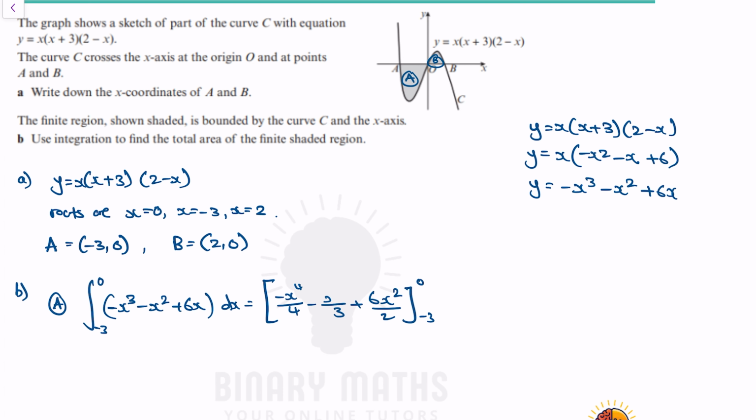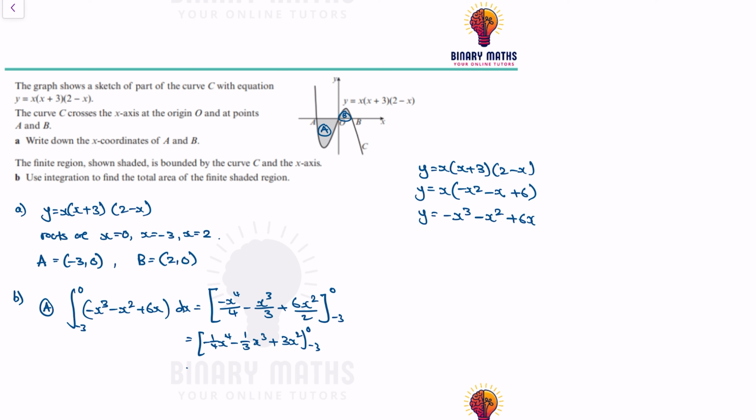Let me just write that out neater. Minus a quarter x to the power 4 minus a third x cubed plus 3x squared, between 0 and minus 3. Okay, so I first need to just substitute 0 in. Now when I substitute 0 in, I know straight away I'm going to get 0. So the first term will be 0.